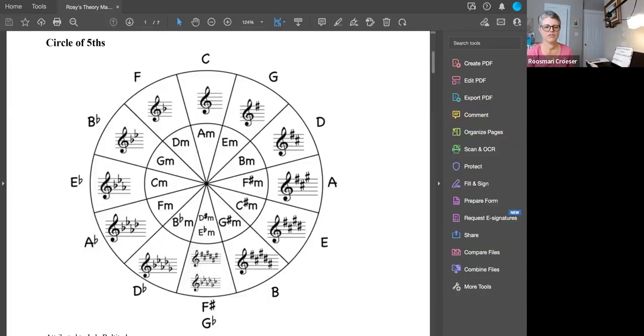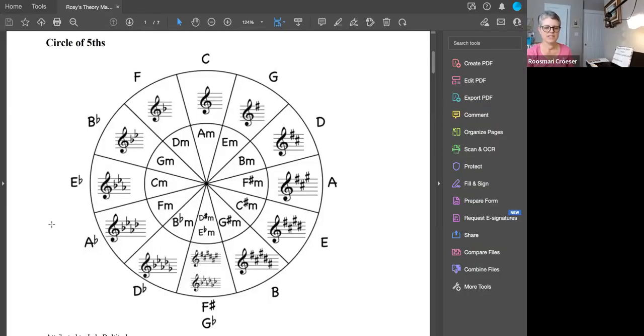Today we're going to start with the circle of fifths. The circle of fifths is really a map of the music universe. It's absolutely fantastic, and this is what I love about theory. Theory always makes sense. Theory is based on patterns and patterns of steps and skips, and it just always makes sense. Let's get started. Here is the circle of fifths.